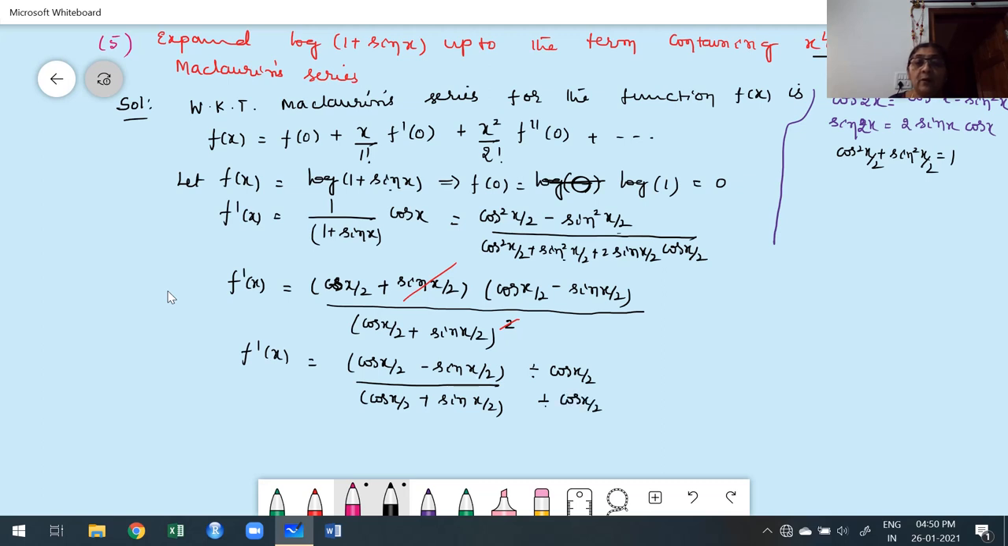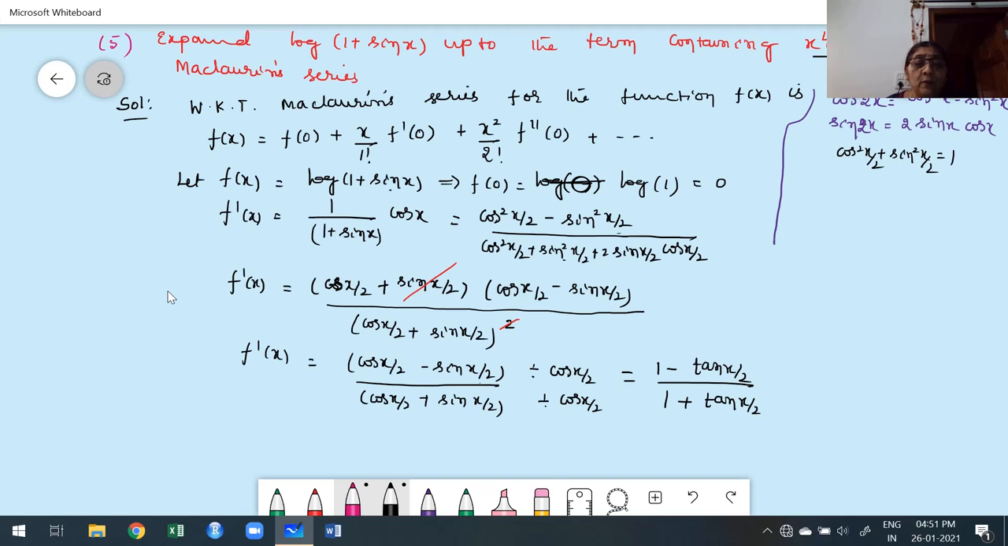Okay, what do we get? Once you take inside cos x by 2 cancel, 1 minus sin x by 2, divided by, not multiplied, both numerator and denominator divided by cos x by 2. Sin x by 2 by cos x by 2 is tan x by 2. Okay, divided by cos x by 2 is cancelled, plus again we get tan of x by 2.